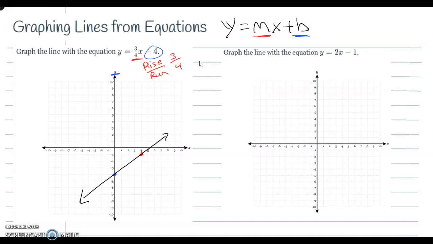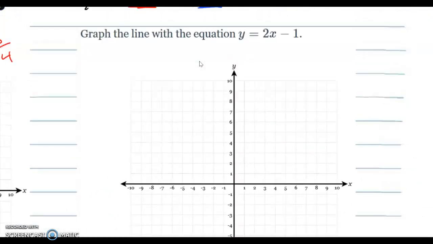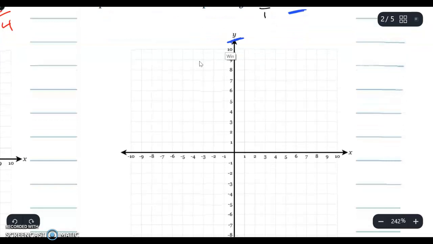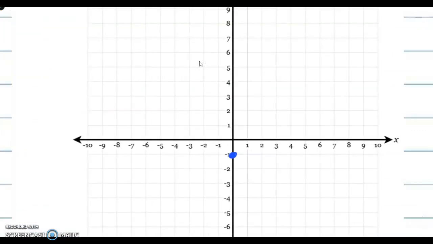Alright, let's take a look at another example. Okay, so on this one, it's y is equal to 2x minus 1. Now notice you got a whole number for the coefficient instead of a fraction, or for the slope here. So you could make it a fraction just by putting it over 1. Okay, so again, I'm going to start with the y-intercept, which is -1, and come down on the y-axis down to -1. Make a point.